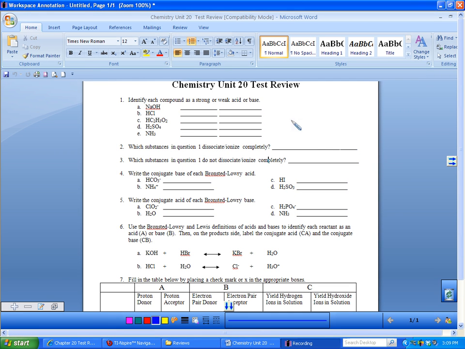First thing it asks me to do is identify each compound as a strong or weak acid or base. Well, it has a hydroxide group. That tells me it's a base, and it is one of the strong bases. And you're going to have to memorize those, and those were in your notes.